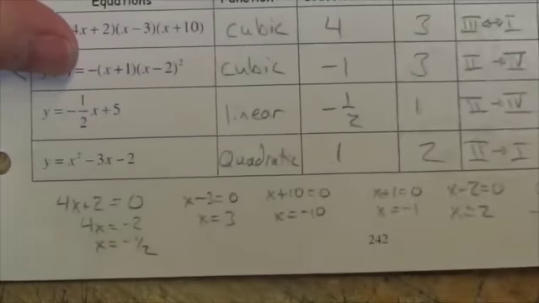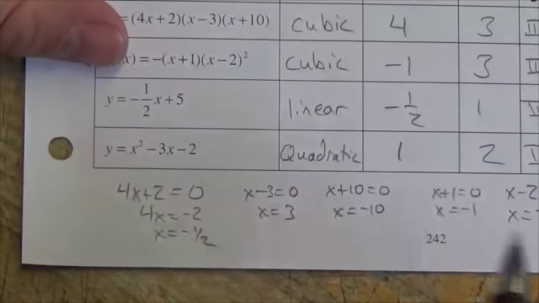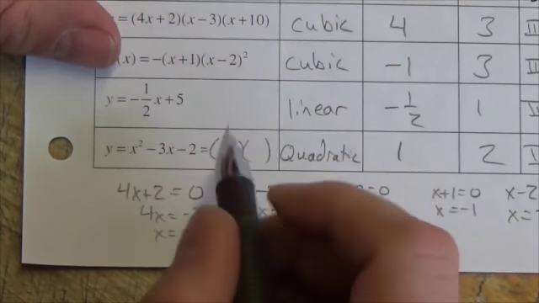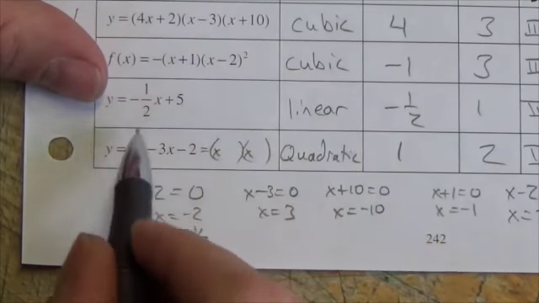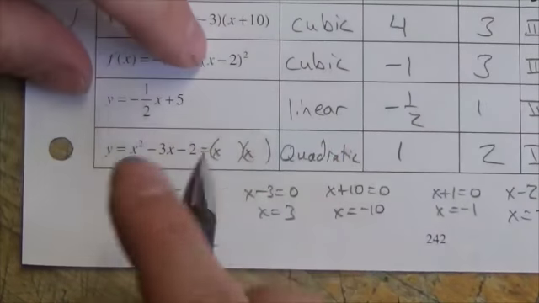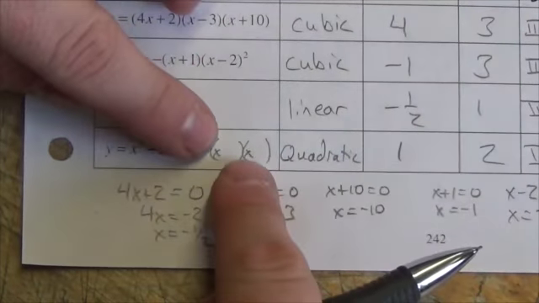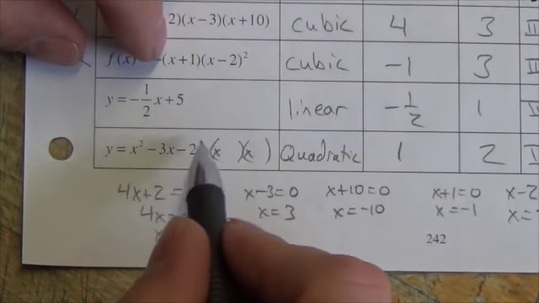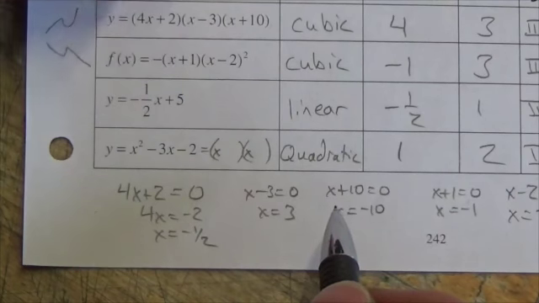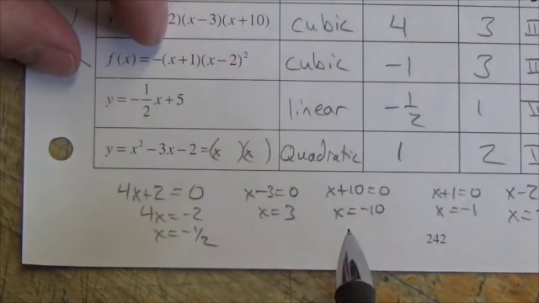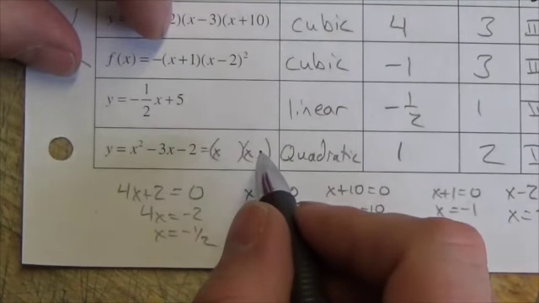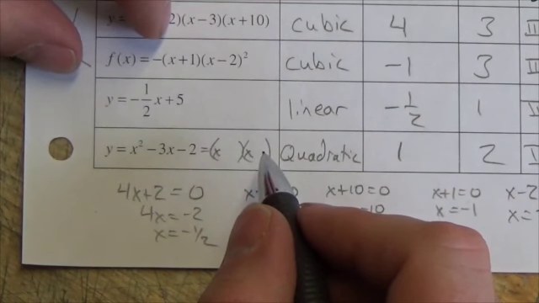For this last one, before I can come up with the x-intercepts, I actually have to put this in factored form. So I'm going to spend a couple minutes here and just factor this. That first term is just x squared, with the coefficient just 1. So the easiest way to interpret that is just x and x. And then I'm looking for two numbers whose product is negative 2, and whose sum is negative 3. Okay, well, that does not appear to want to happen.